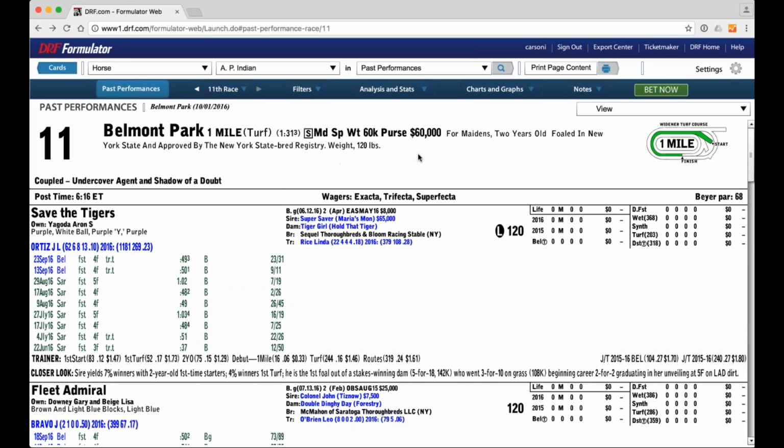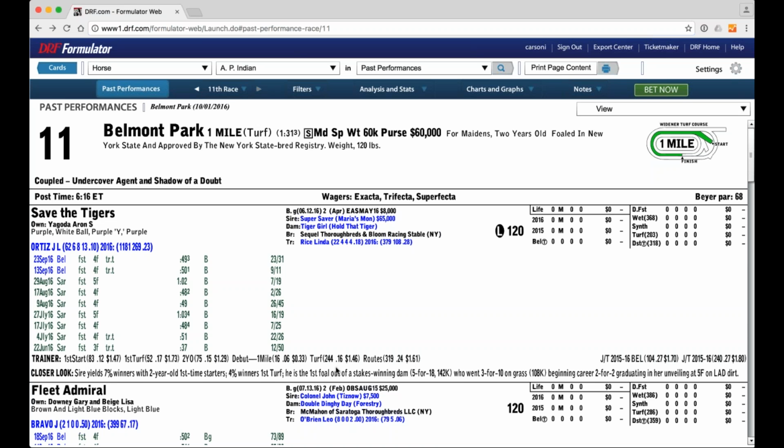Okay, so this is a mile turf race for 2-year-olds. It's New York breds, and we have a variety of different kinds of horses here. Some first-time starters, some second, third, fourth, and so on. Let's just take a quick look at Linda Rice, who we know in general can find winners on the turf.